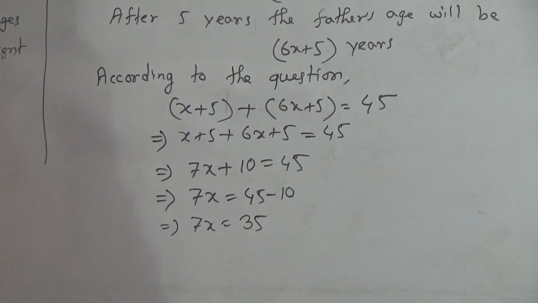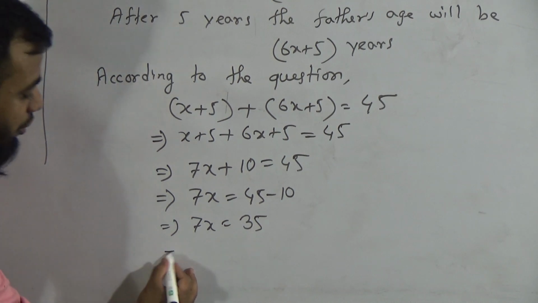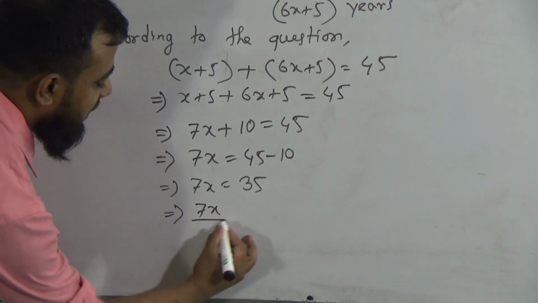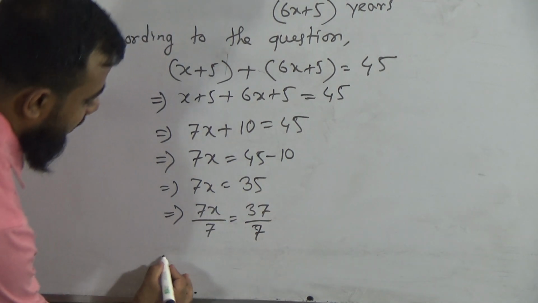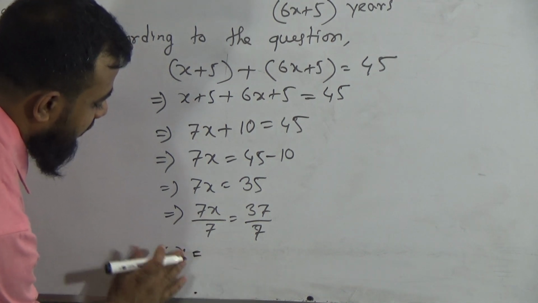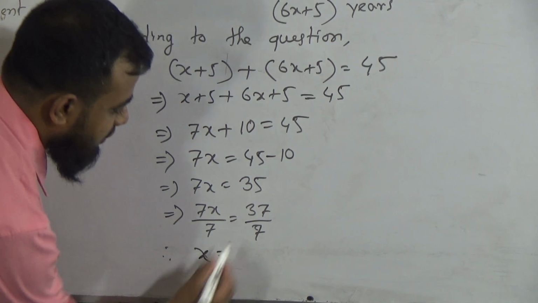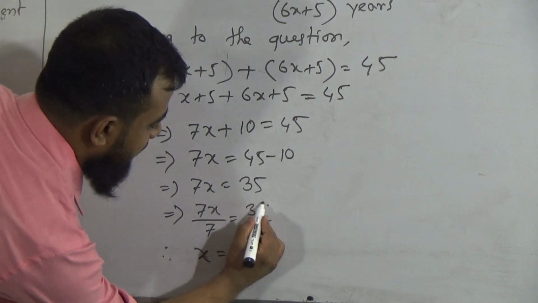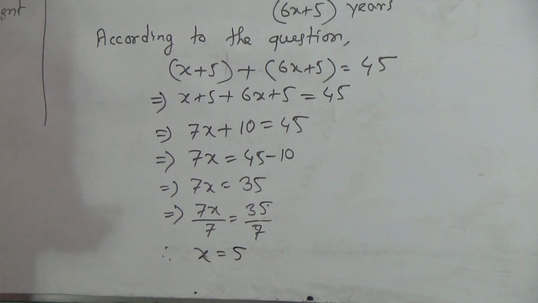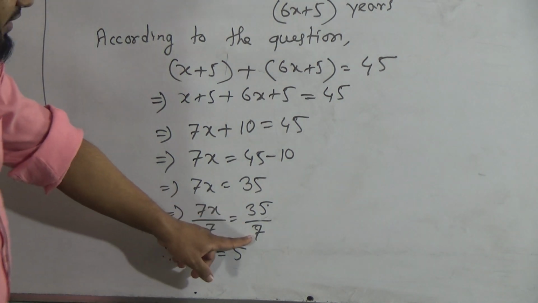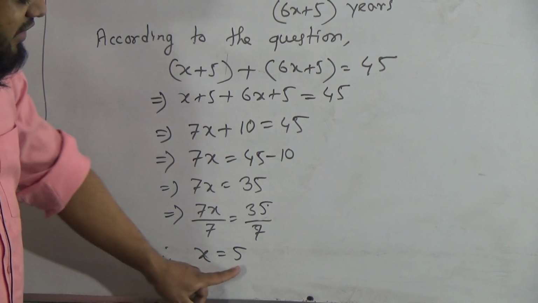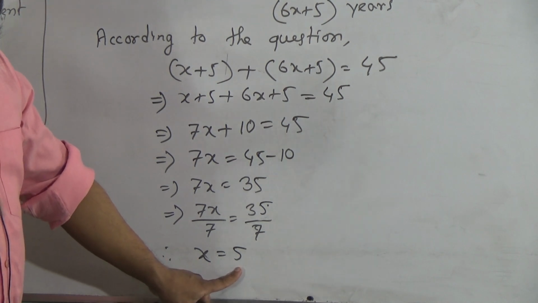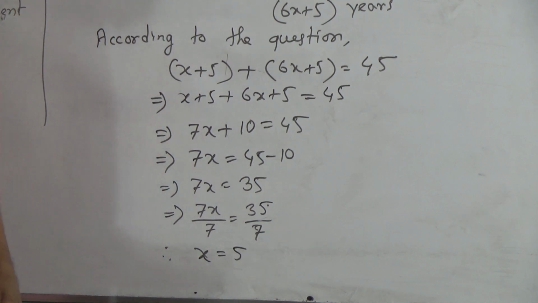It's a simple subtraction. We need to remove this 7 also, because we are going to find the value of x. That's why we will divide both sides of this equation by 7. We will get the value of x then. Therefore x is equal to 35 divided by 7, it's 5, because 7 fives are 35. That means the value of x is equal to 5. So we can say that the present age of son is 5 years.